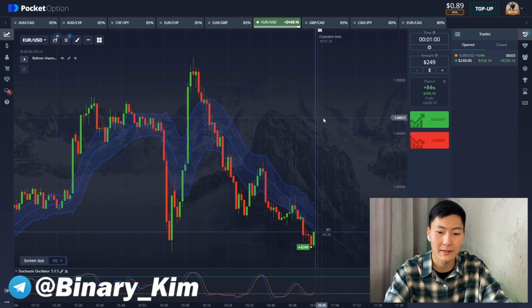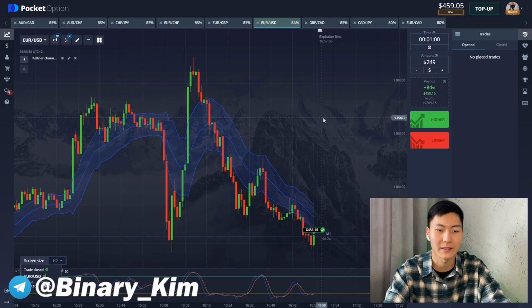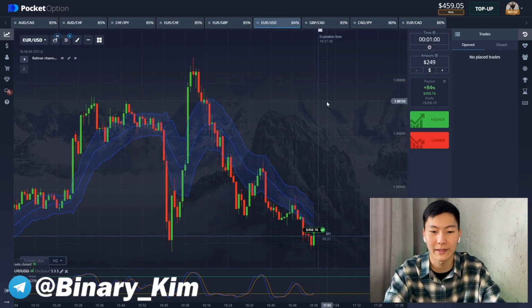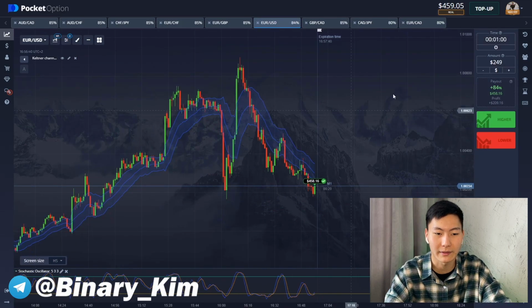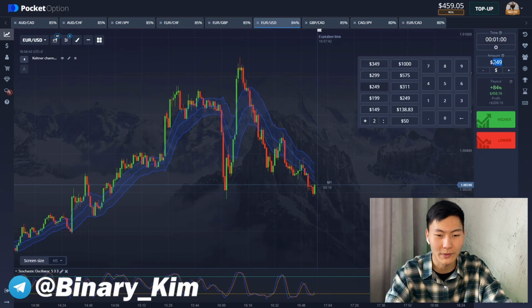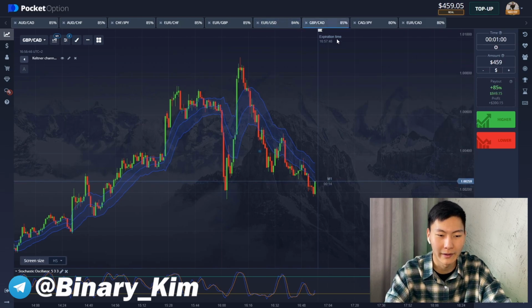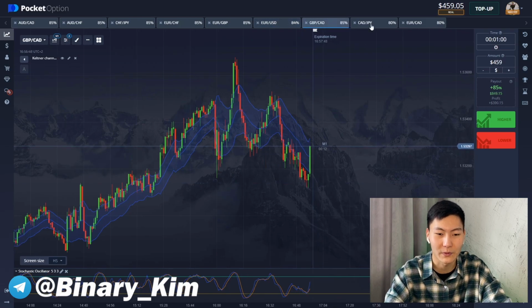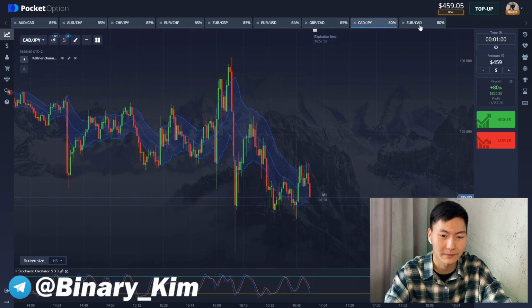There are 5 seconds left before the closing, and this position has been closed in profit guys. We got $460 on the balance. Good job guys, and let's update the trade amount and find the next currency pair for the most profitable trade entry.